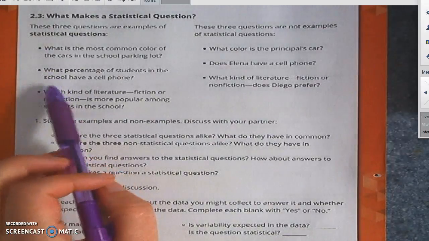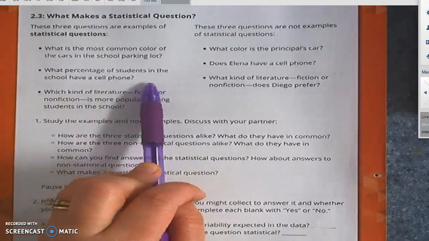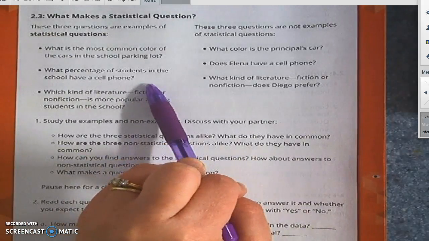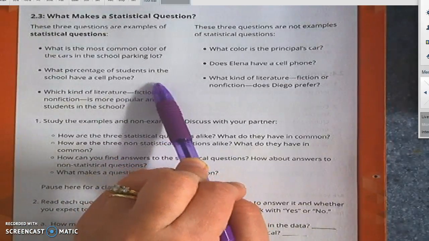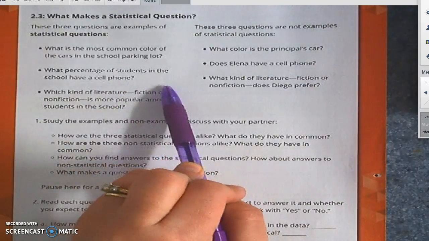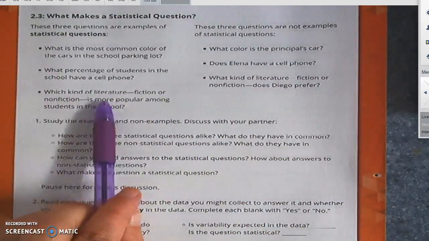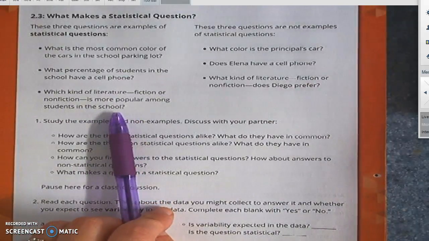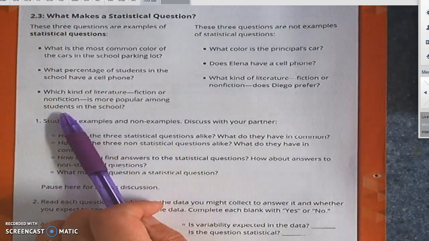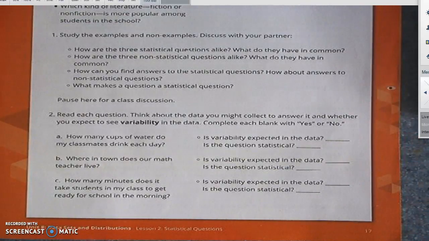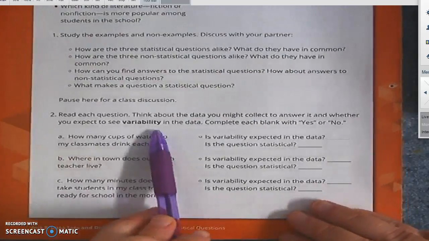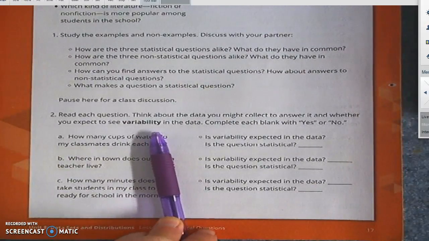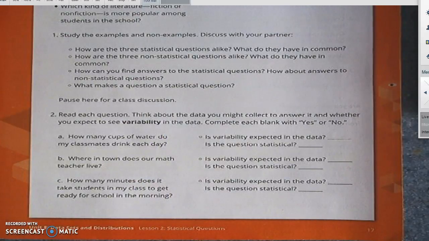So if we want to know what percentage of students in the school have a cell phone, we're going to have to go out and ask a bunch of kids, or ask all the kids in the school, do you have a cell phone? And then we can figure out what percent. Or if we want to know what kind of literature, fiction or nonfiction, is more popular among students in the school, we're going to have to go out and ask kids, which do you prefer, fiction or nonfiction? And then the other part of a statistical question is we need to expect variability in our data. So variability is like whether or not everyone's answers would be the same.